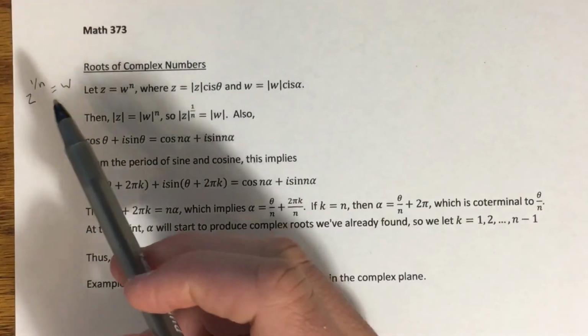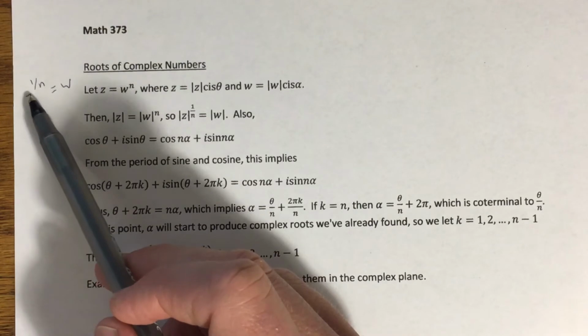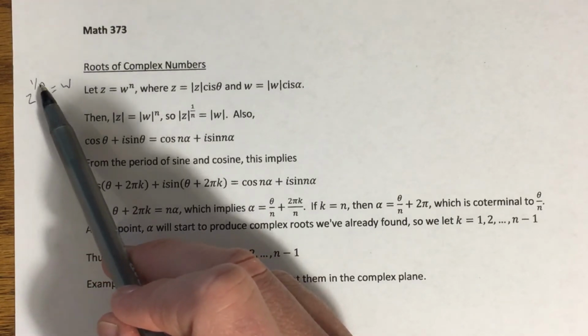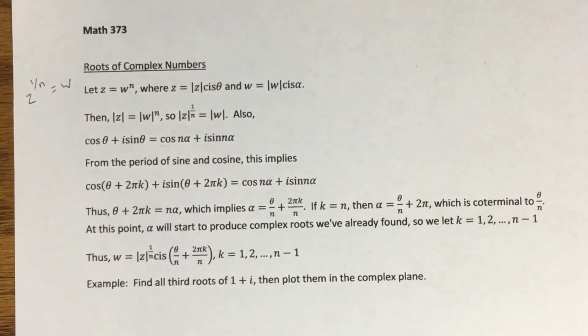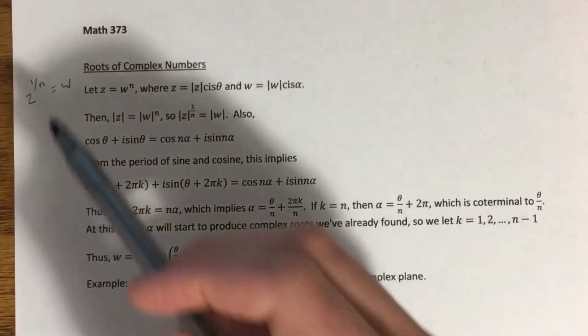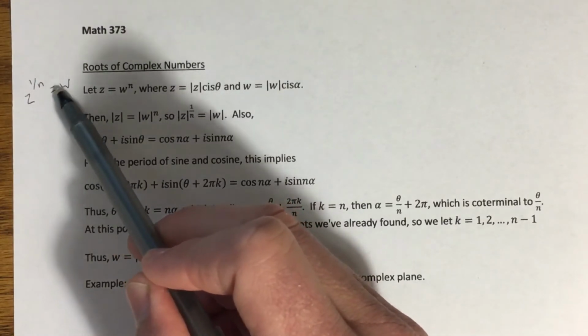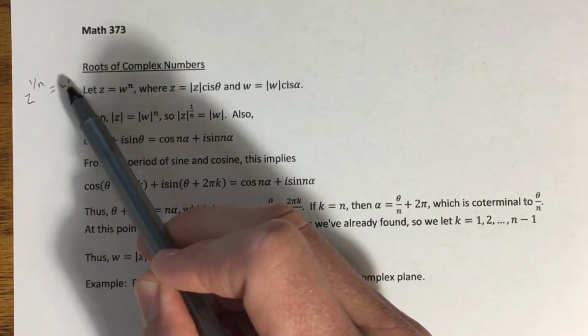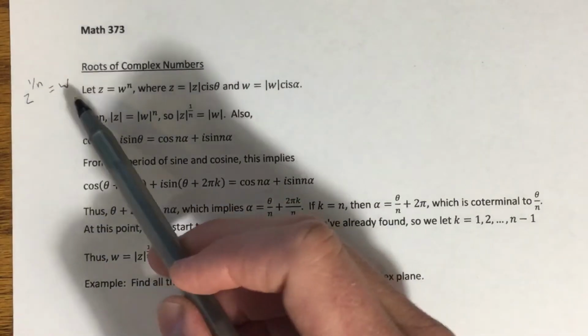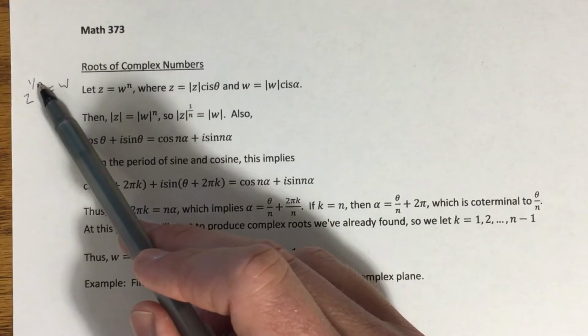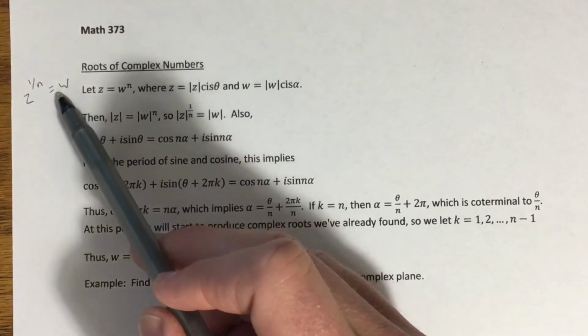So the idea is if we're given a complex number z, we want to be able to take an nth root. So square roots, cube roots, 4th, 5th, 6th roots, whatever. We want to be able to take the nth root of a complex number, and let's let whatever that root is equal w. It turns out that there's going to be multiple nth roots depending on this value of n. In fact, there will be n of them.